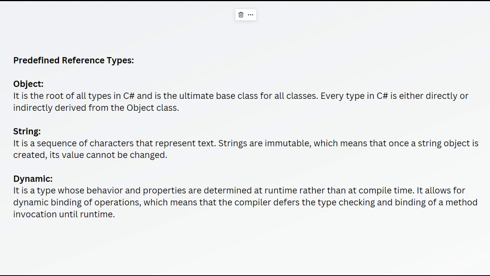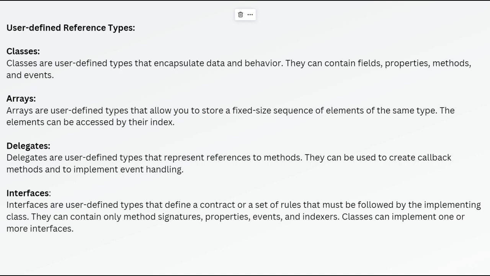Then we have string, which is a sequence of characters that represent text. Strings are immutable, which means that once a string object is created, its value cannot be changed. Getting to the user-defined reference types, classes are user-defined types that encapsulate data and behavior. They can contain fields, properties, methods, and events.